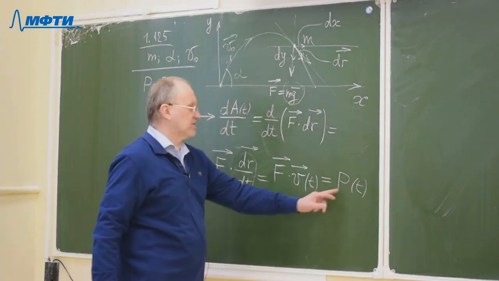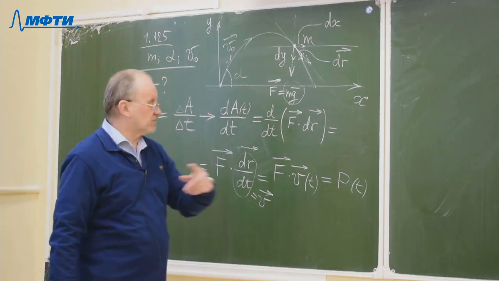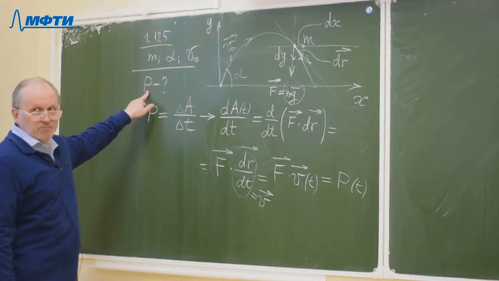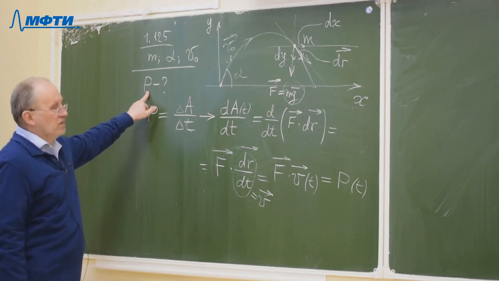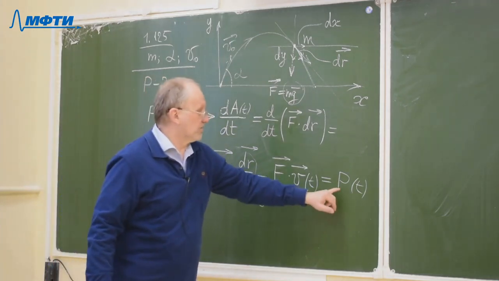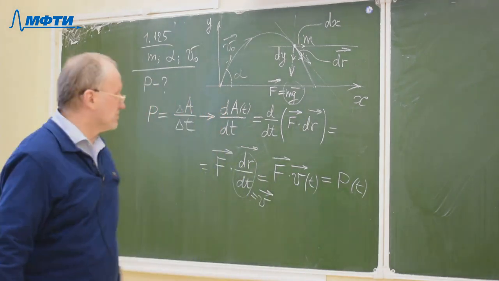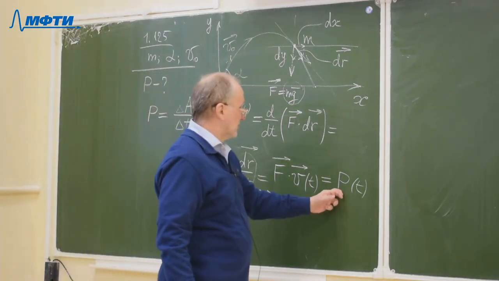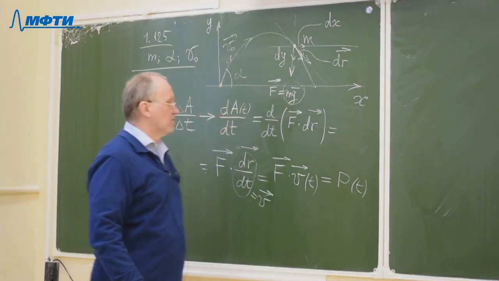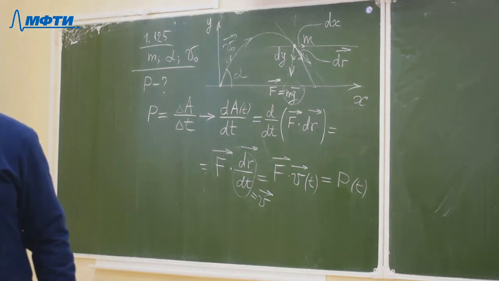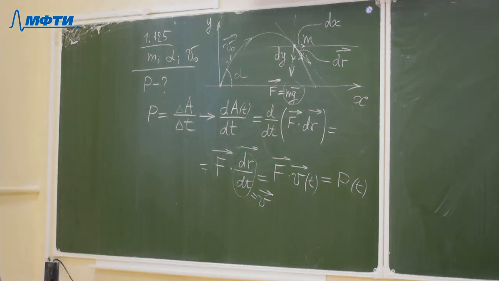And we have to find this quantity because in this problem we have to determine the instantaneous power. That is the power at any given point of time, at any given moment in time. We have to find this function. That's the requirement in our problem. One of the questions in our problem: find the instantaneous power of the force of gravity as a function of time.